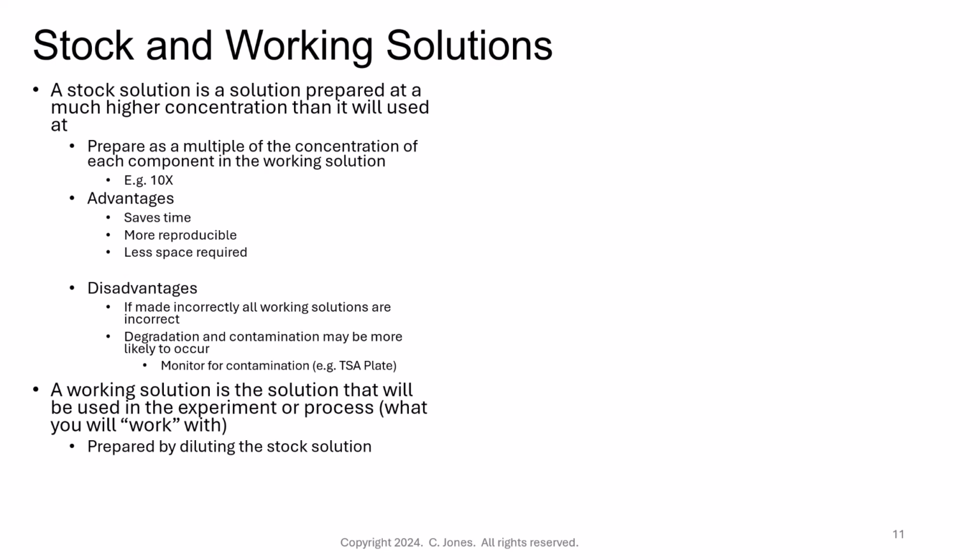And as we said in segment 1, the advantages are this saves time. There's more reproducible preparation of the working solutions, and there's less storage space required, right? 10x means that if we had 1x bottles, there would be 10 1x bottles, but we only have one 10x bottle. The disadvantage is if the stock solution is made incorrectly, all the subsequent working solutions are now incorrect. If degradation or contamination occurs, right, then everything is incorrect.